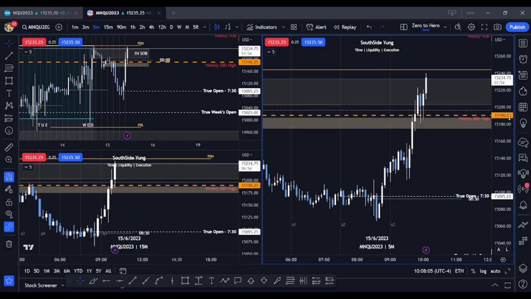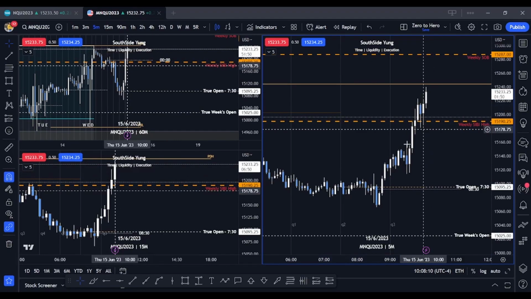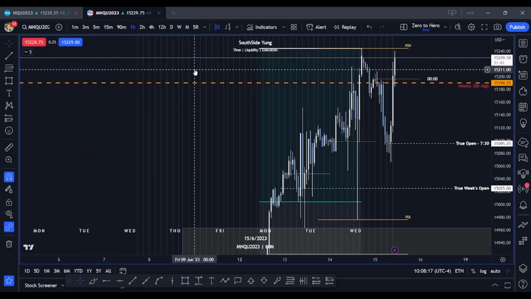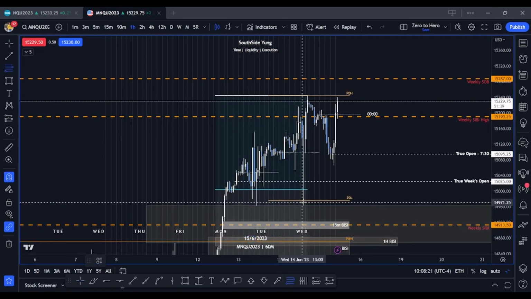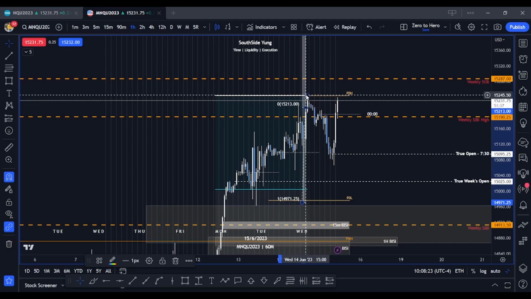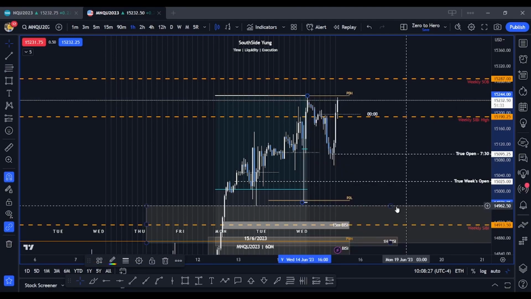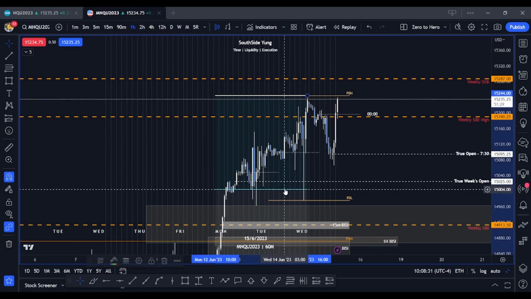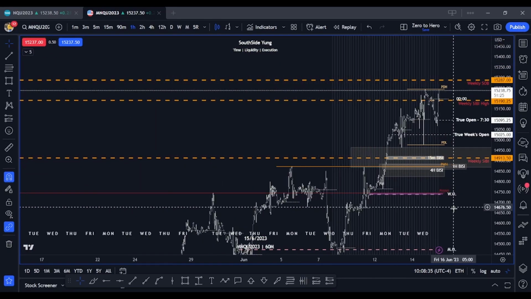Seeing that, I'm thinking we probably don't get any more moves other than this expansion in the AM. Because we're in premium, I can only look for a short. Yeah, I'm thinking that's gonna be it. Did I plot my dealing range wrong too? Is this the actual dealing range? Oh yeah, we did come below. So price just looking to head up here.